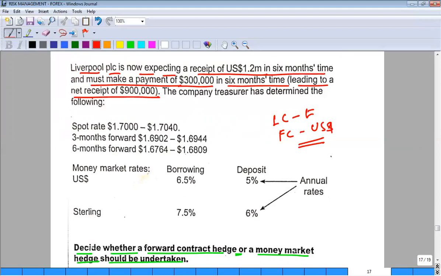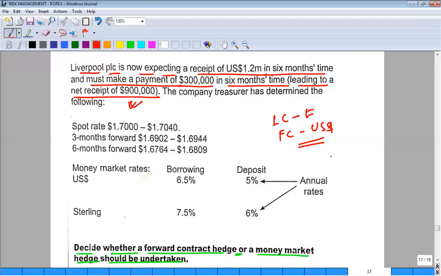So there are actually two transactions. One is receipts and number two is payments. So one internal strategy is netting. But there are two conditions for netting. Number one, the currencies are the same. This is the same case. And the timings are the same, 6 months. So the net exposure now becomes 900,000 receipts.